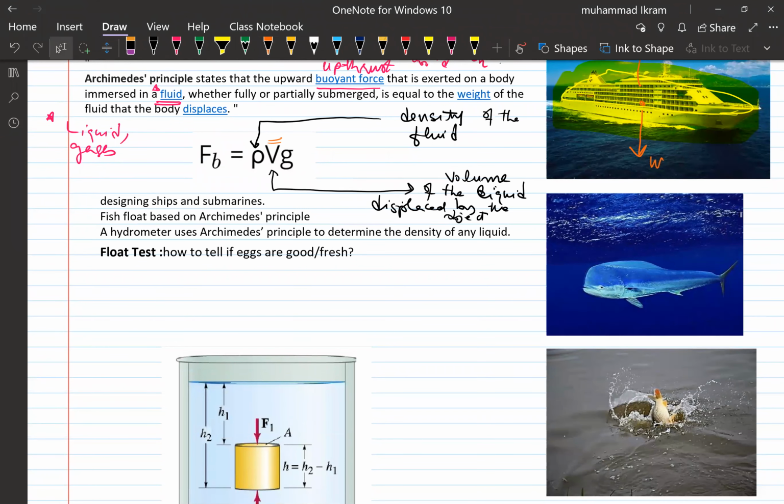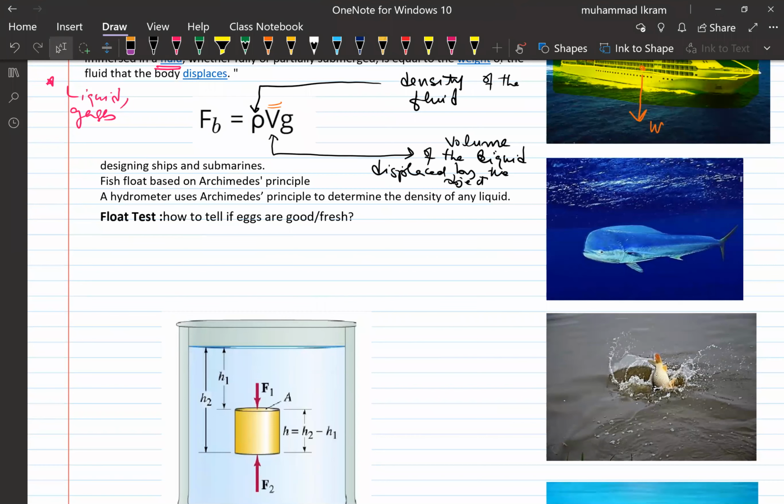The same thing happens to the fish also. The fish has the ability to rise to the surface and to sink as well, and there is a part of the fish known as the swim bladder, and it can adjust the volume inside it, and that can cause the upthrust force to increase or decrease. So on that principle it works.